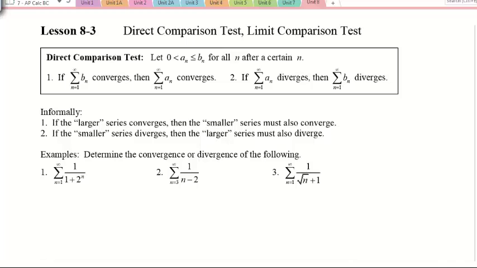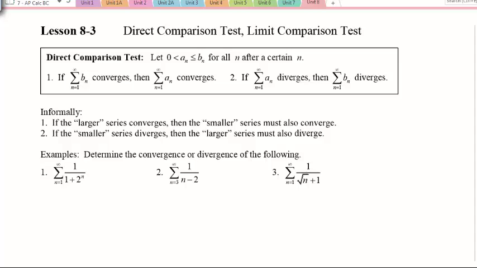Welcome back. This is lesson 8.3, and yes, we're doing more tests to figure out if series converge or diverge. In this lesson, I'll introduce to you two new tests, one called the direct comparison test, and the other one called the limit comparison test.